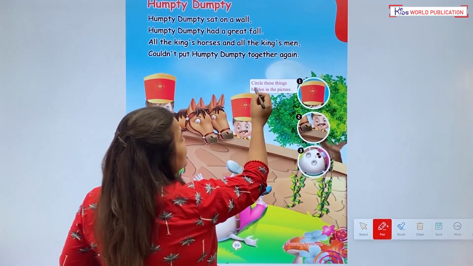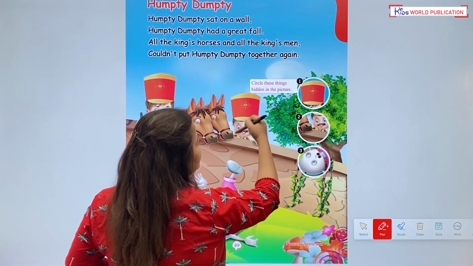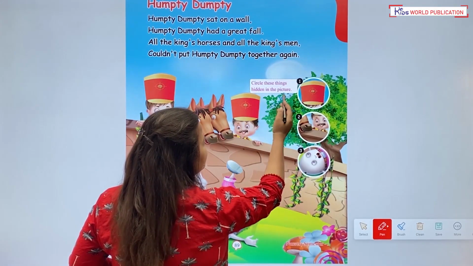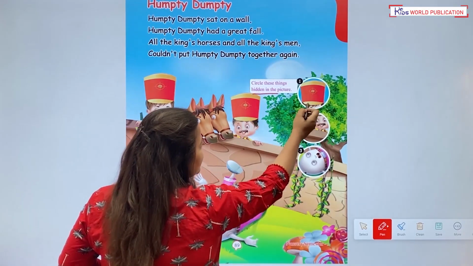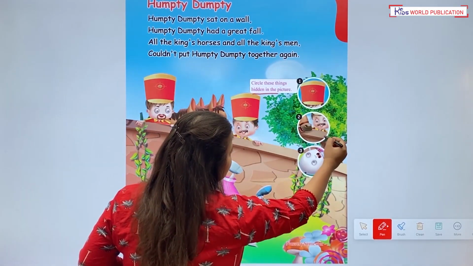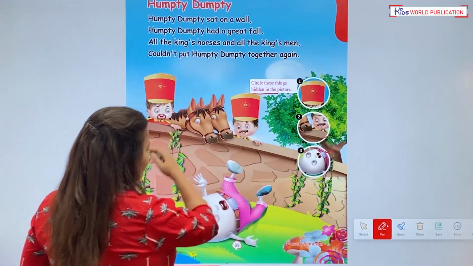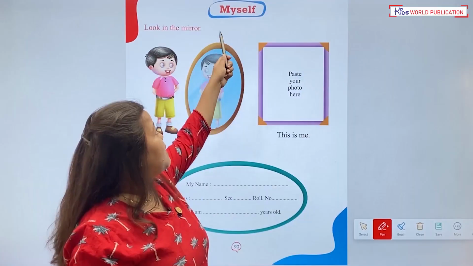Circle these things hidden in the picture. So kids, here you can see some things are given. You will circle them after finding in this picture.